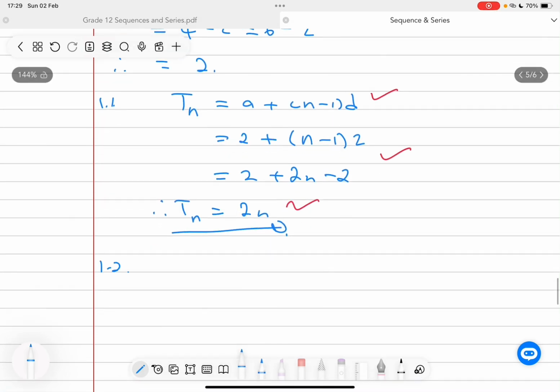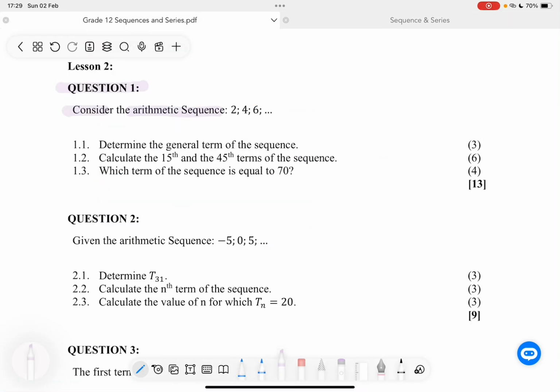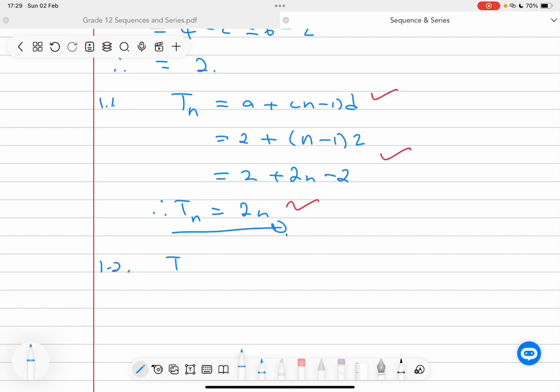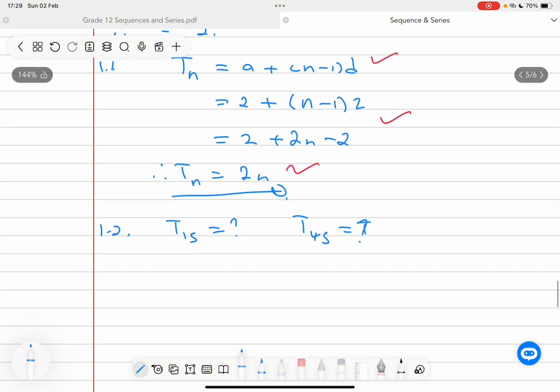Going to 1.2, they say here, calculate the 15th and the 45th terms of the sequence. I'm going to start by looking at the 15th term, because we're looking for the 15th term and the 45th term. So to find this, I can use my general formula to say Tn is defined by 2n. And we are saying here that we're looking for T15. In other words, our n is equal to 15.